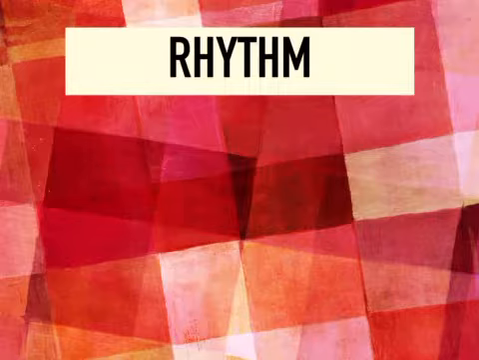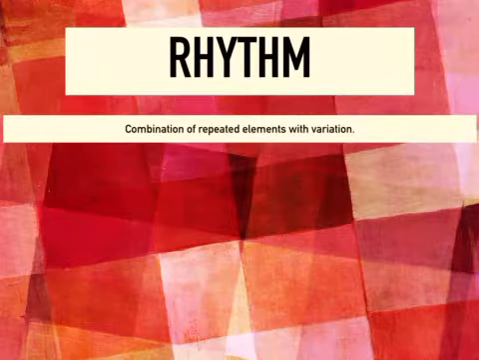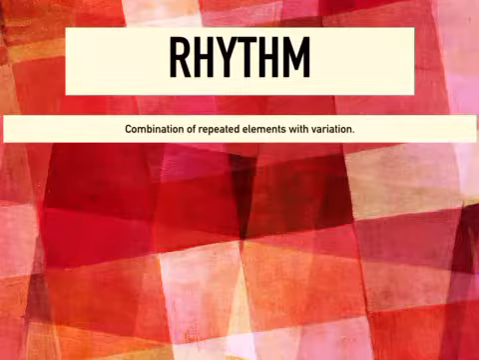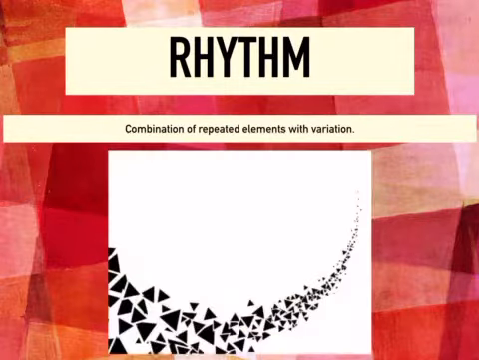Now let's talk about rhythm. Rhythm is a combination of repeated elements with variation. So unlike pattern, where the things were put in order that made sense and it was repeating, this is using the same elements but with variation. Here's an example. This image uses triangles throughout the entire piece. However, throughout the piece, the triangles change size, they change positioning, and they're not in a specific pattern that makes sense.